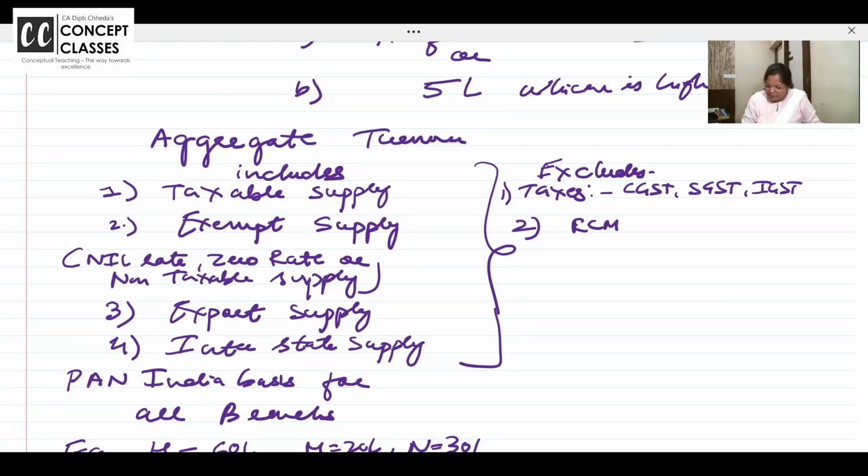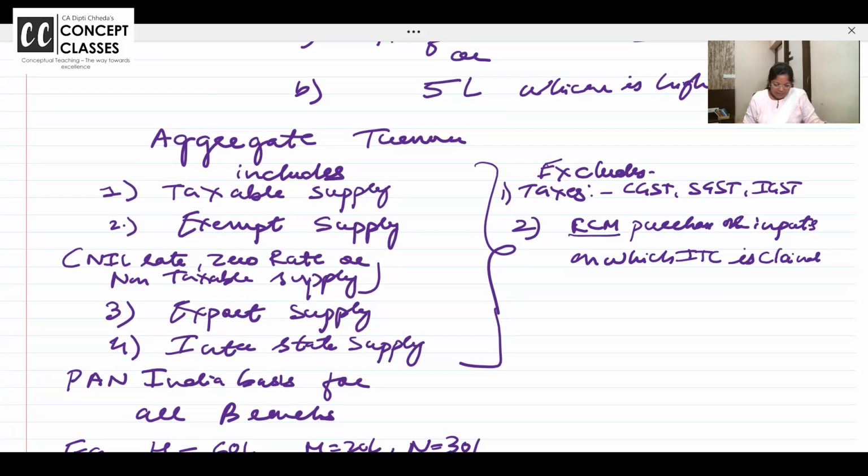So RCM purchases or inputs on which ITC is claimed. Superb. RCM purchases or inputs.